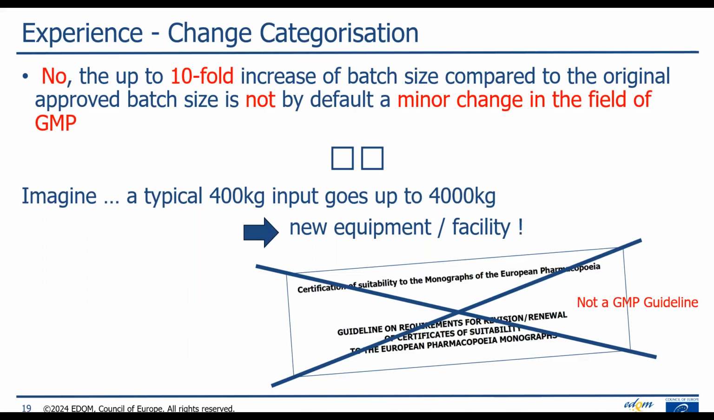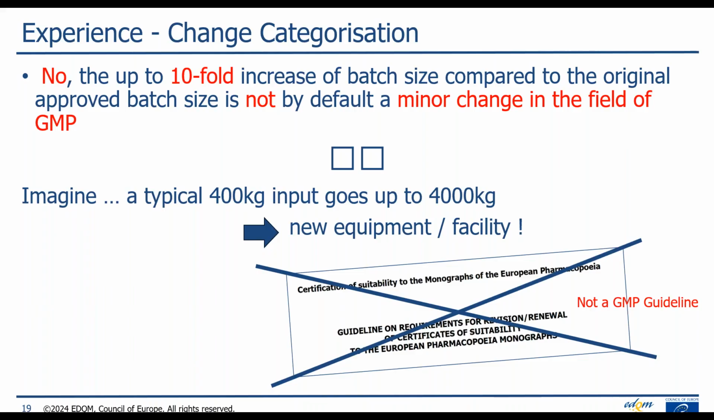And then I usually make this exact example, which is right here on this slide. Typical input from 400 kilograms would go up to 4,000 kilograms. In very, very few cases would a facility be capable of hosting such a 10-fold increase of a batch size. So what I'm saying here, this 10-fold increased batch size as a minor change, comes from a guideline that is not related to GMP at all. It's the guideline on revision and renewals of certificates of suitability, which is aligned with the European guidelines.